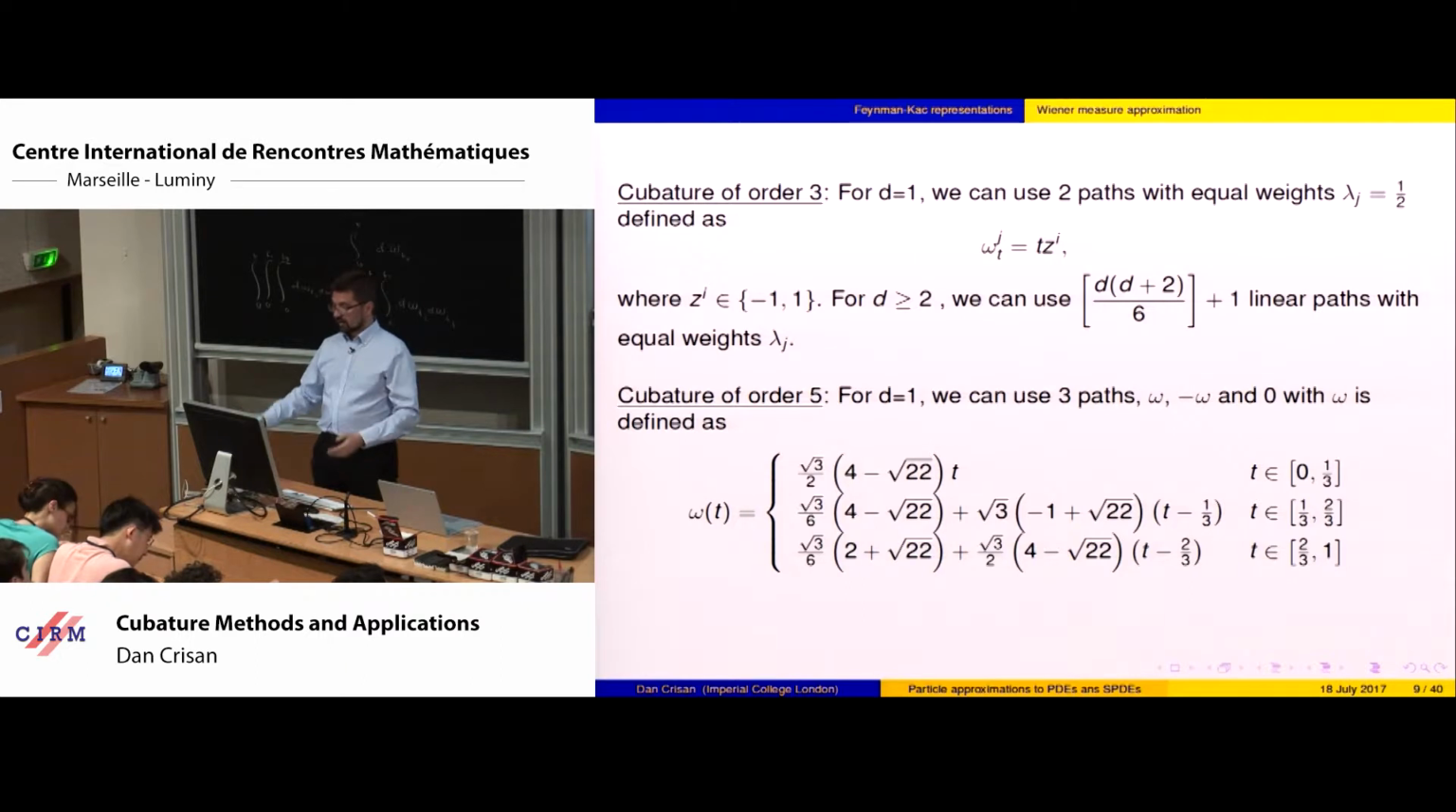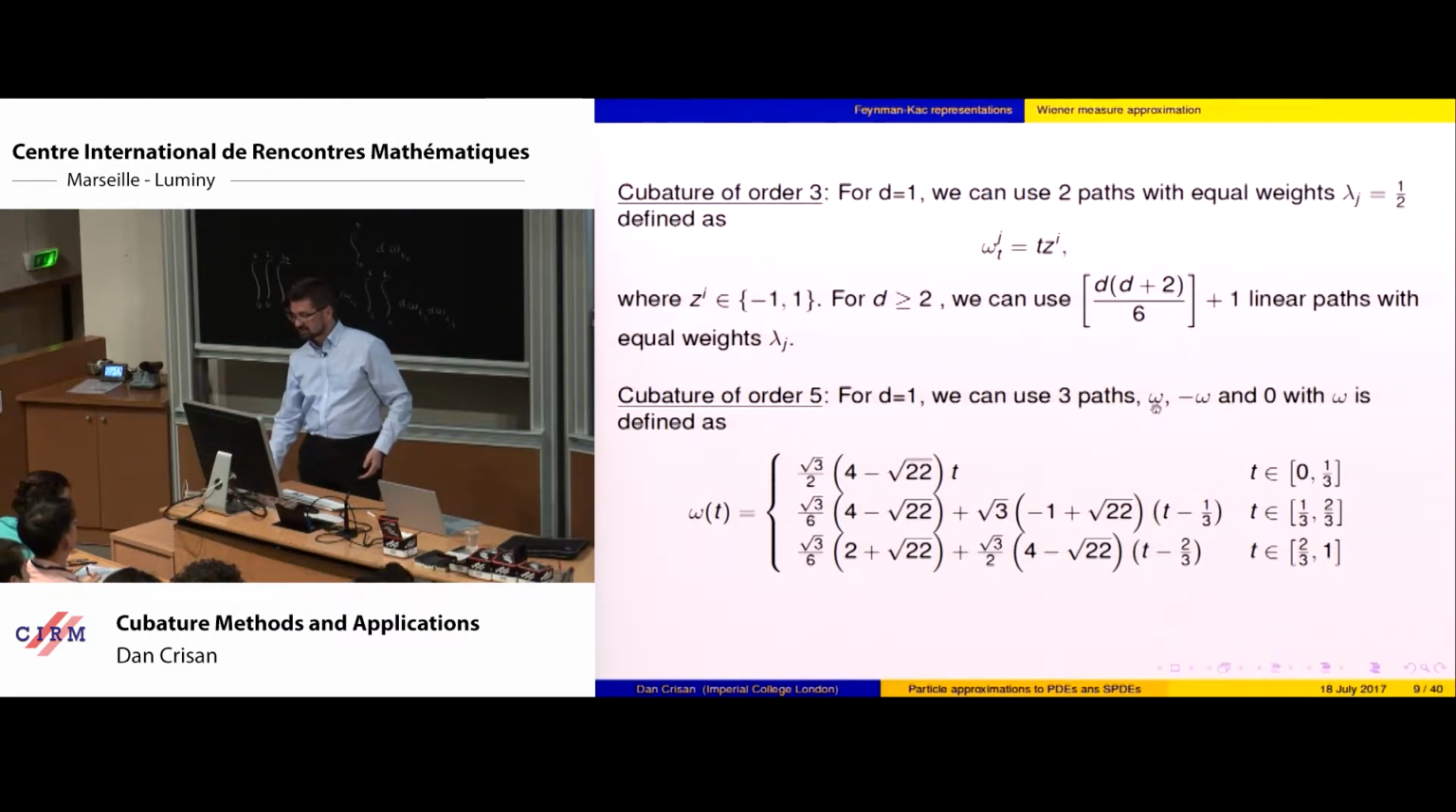Okay? Now if you want to go up to a cubature of order 5, for d equal to 1, you need three paths. So you need a path which just stays zeros, constant, and then you need a path that goes according to this law, and a path which is minus the first path. So this path that goes according to this law looks like this.